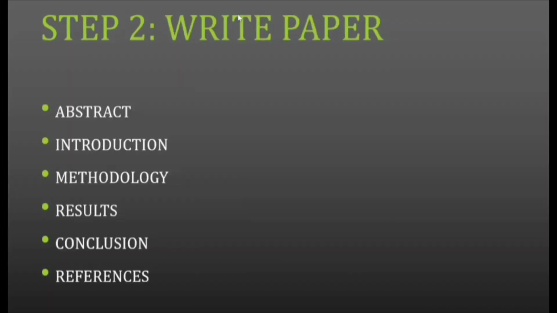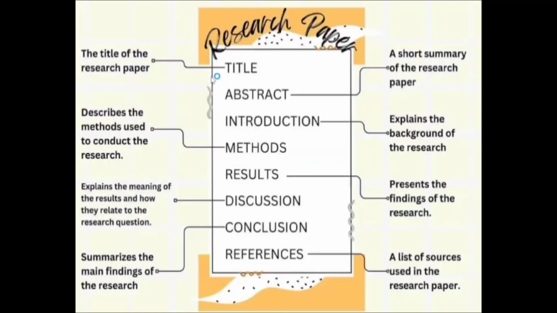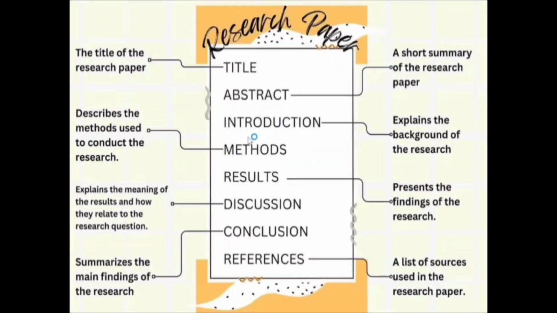Next, how to write a paper. Your paper must consist of abstract, introduction, methodology, results, conclusion, and references. So here is a research paper. You must have a title, the title of the paper, like suppose the name of the project you did, you can add it there. And abstract, a short summary of the research paper, meaning a summary of your project. You can write it like a short paragraph.